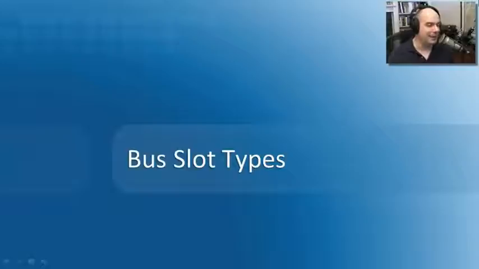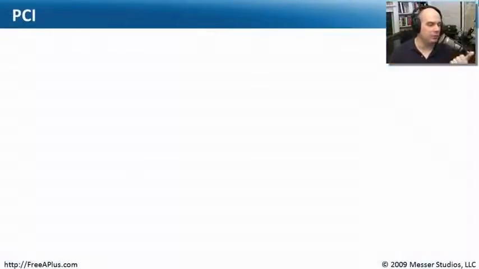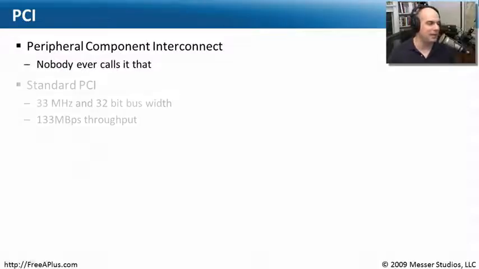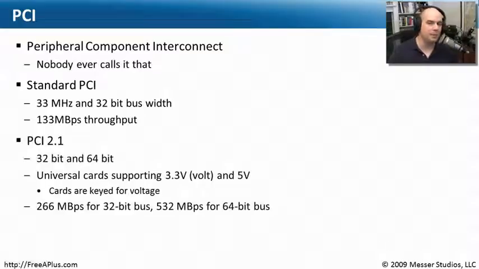There have been a lot of different kinds of bus slots. We'll start with one of the most popular that have been out there called a PCI, or a Peripheral Component Interconnect Bus. Nobody ever calls it a Peripheral Component Interconnect Bus. It's always a PCI bus. And the standard PCI that first came out was a 33 megahertz speed with a 32-bit bus width. And so we got a certain amount of throughput we were able to get through there, but it wasn't enough.